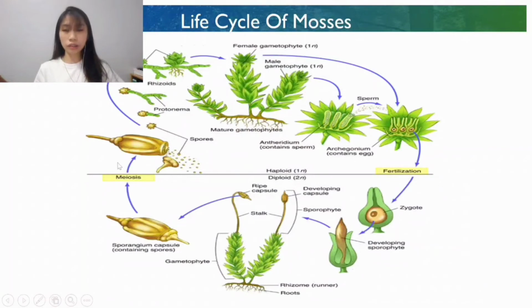So during meiosis, the spores can be released from the sporangium to be dispersed, and these spores can repeat the life cycle of mosses again. And I would like you to bear in mind that these spores, which are produced through meiosis, are haploid, and they become diploid only after fertilization, when the sperm fertilizes the egg and produces the zygote, and this zygote is diploid.